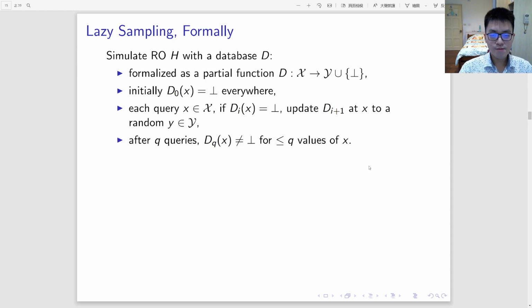To put it more formally, the database is modeled as a partial function with augmented value ⊥, meaning the ⊥ will mean that the entry is empty. And of course, after q queries, the obtained database will contain no more than q non-empty entries.